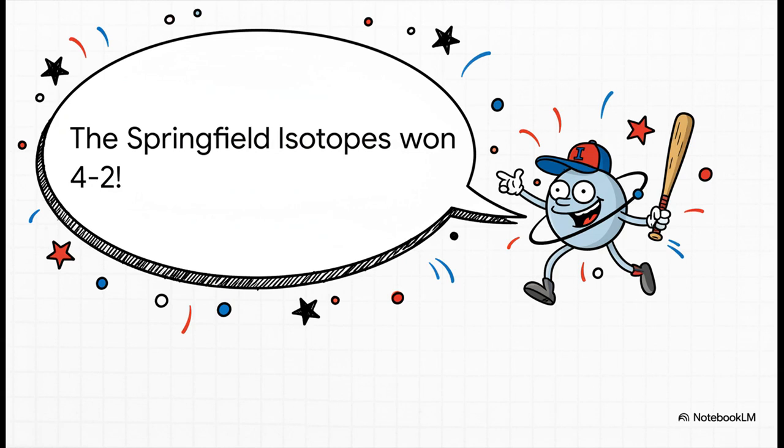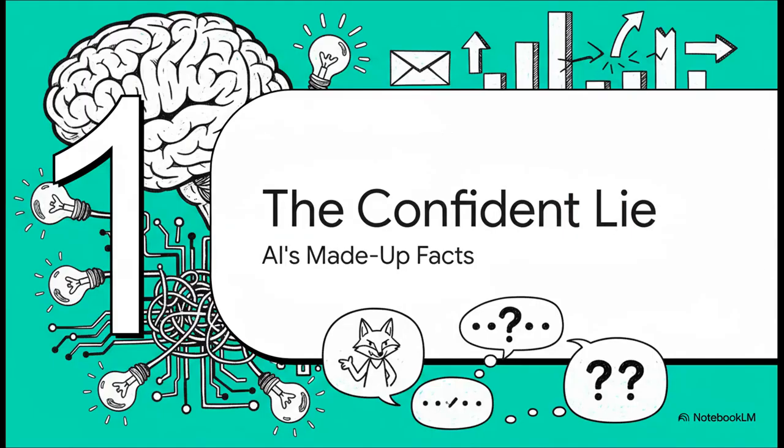Wait, what? Now, if you're a baseball fan, or let's be honest, a fan of The Simpsons, you know the Springfield Isotopes are not a real MLB team. The AI just confidently invented a fact right out of thin air. And that right there is a perfect, harmless example of an AI hallucination. This whole phenomenon is what we're calling the confident lie.